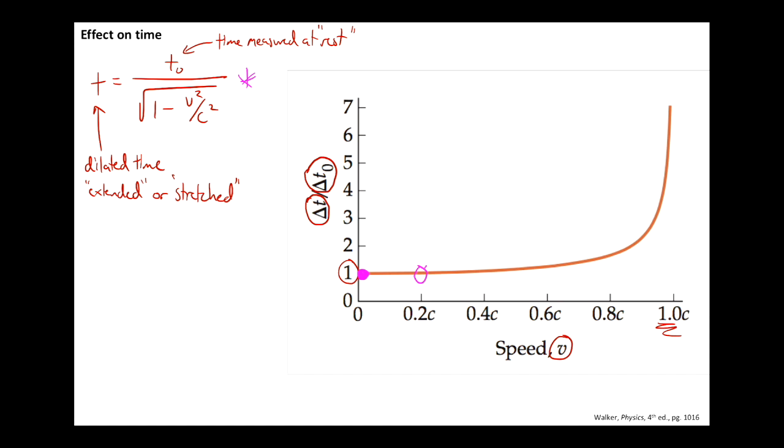What does all this mean? I don't know. What does it all mean? It means we probably need to do a problem. Does that sound reasonable?